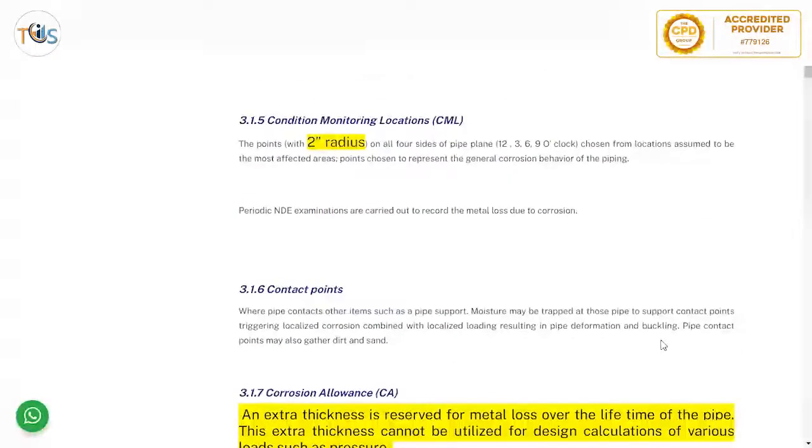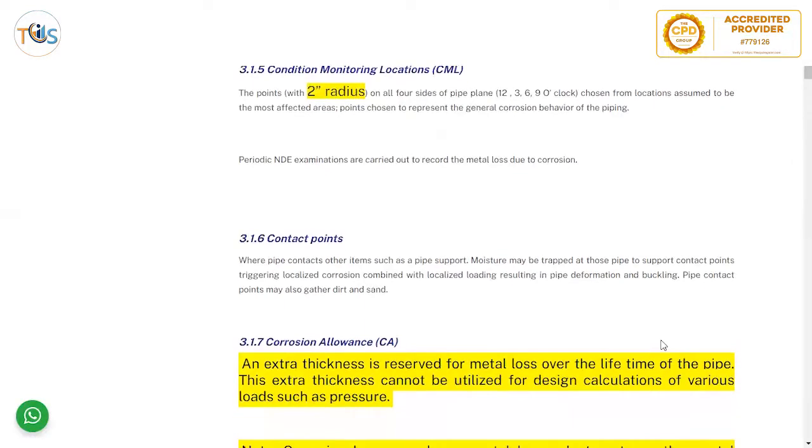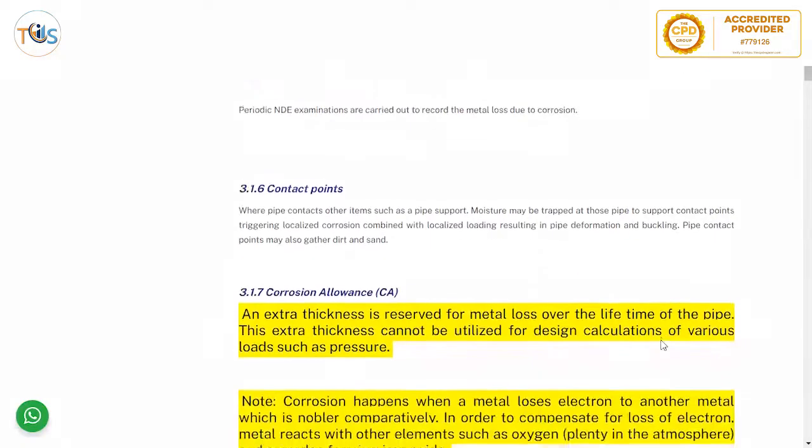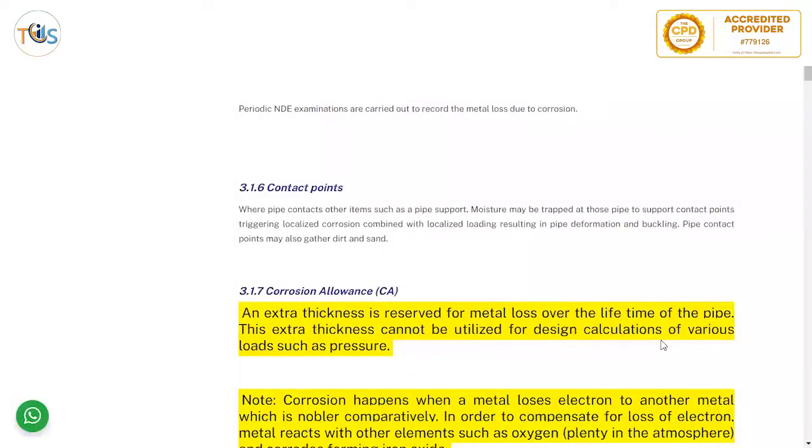Condition monitoring locations are points within a 2 inch radius, maximum 3 inch radius, on all 4 sides of the pipe, at the 12, 3, 6, 9 o'clock positions, chosen from locations assumed to be the most affected areas, points chosen to represent the general corrosion behavior of the piping. Periodic NDE examinations are carried out to record the metal loss due to corrosion, comparing to the last or previous readings.